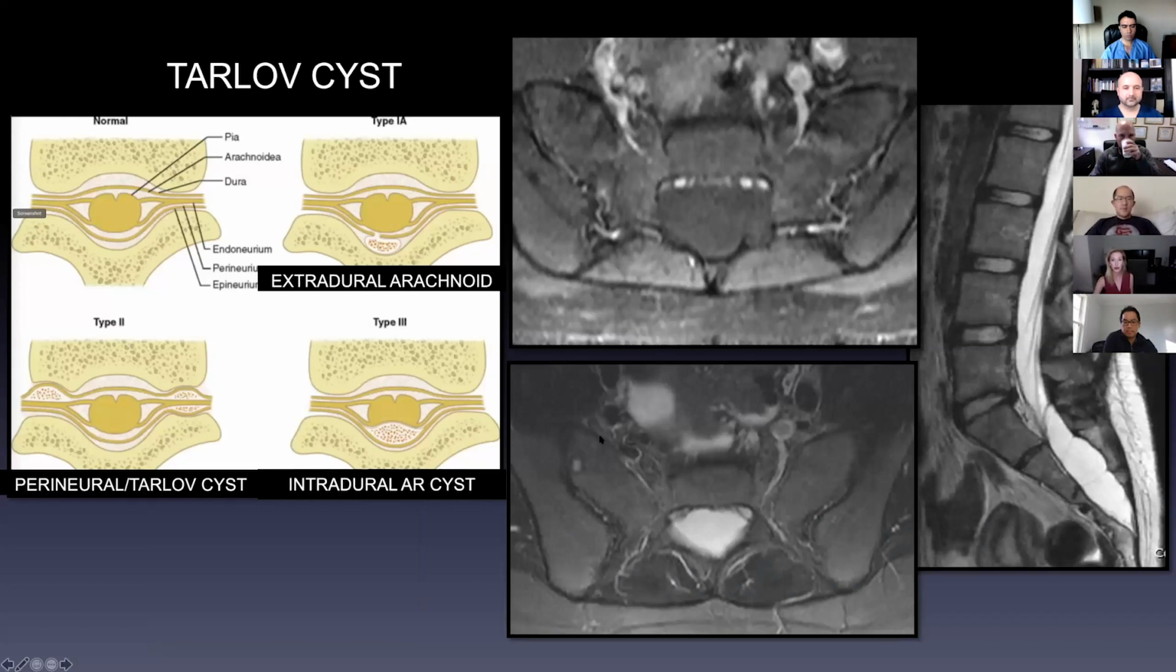So this is type 2. And so again, post-contrast axial T2. Here are the nerves right here in the corners, and this is CSF, and the same thing.